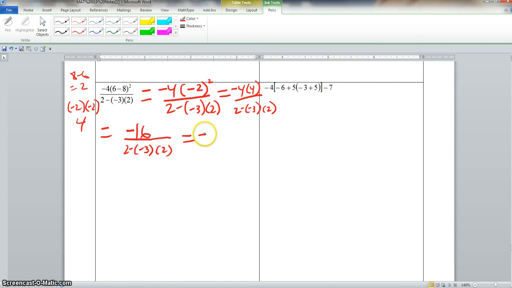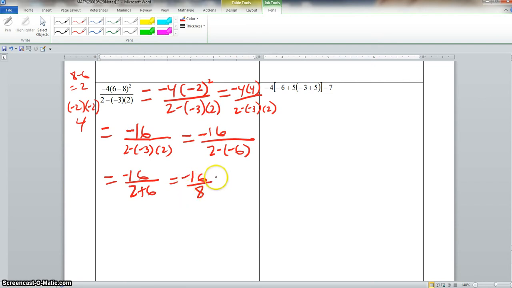Now we go to our denominator. In our denominator, we have subtraction and multiplication. So we know we'll do the multiplication because we cannot do anything inside these parentheses. So -3 times a +2, we know would give us a -6. And we know 2 minus a -6 will give us 2 plus 6. So we have -16 all over 8.